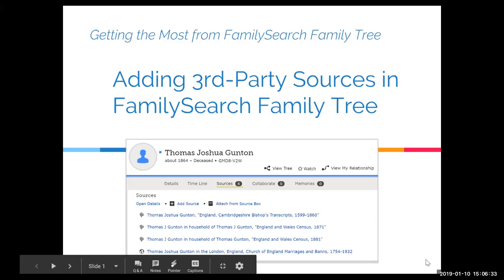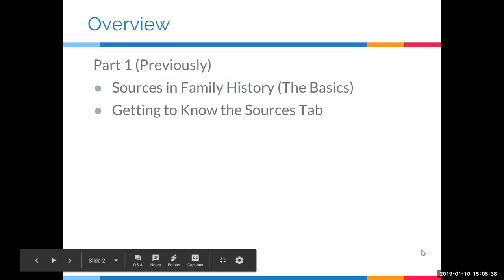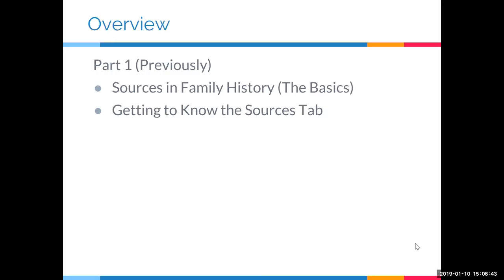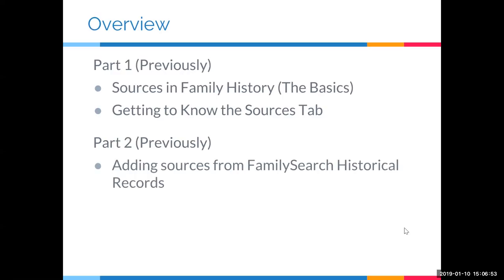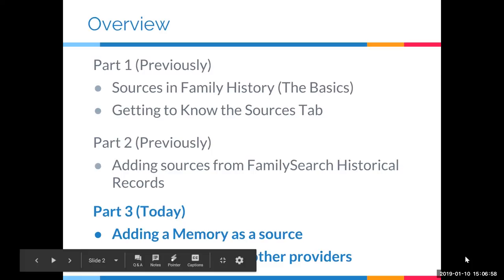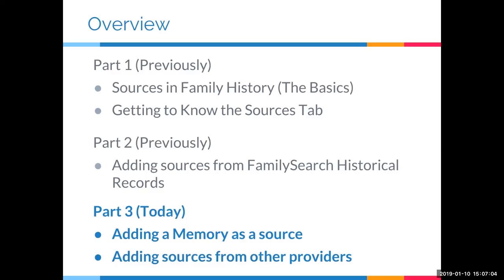In the first webinar in this series, we talked about sources in family history, just the basics, a general overview of how and why sources are used. Then we talked about the sources tab on the person page in Family Tree. Part two was adding sources from FamilySearch historical records. And today is part three, which is adding a memory as the source and also adding sources from other providers. When I say other providers, I mean not FamilySearch historical records. That could include Ancestry, Find a Grave, the online parish clerks for England, any site that offers genealogical sources that you might want to attach to somebody in Family Tree.